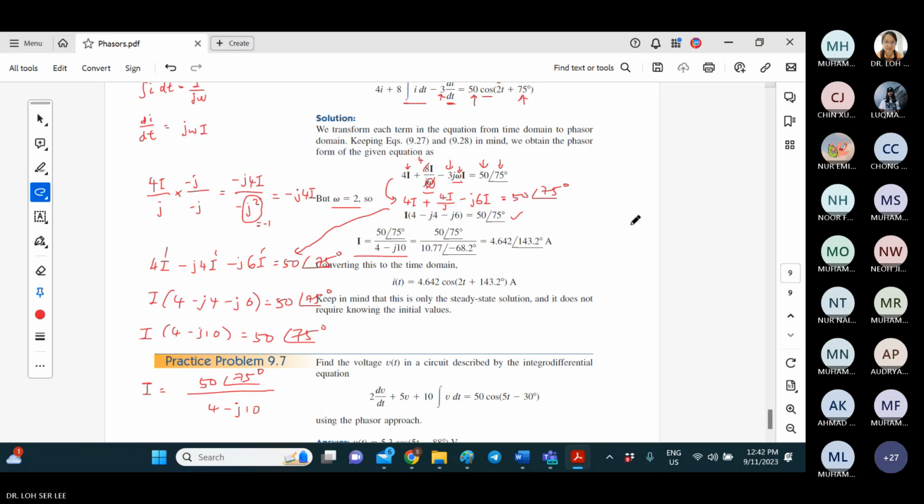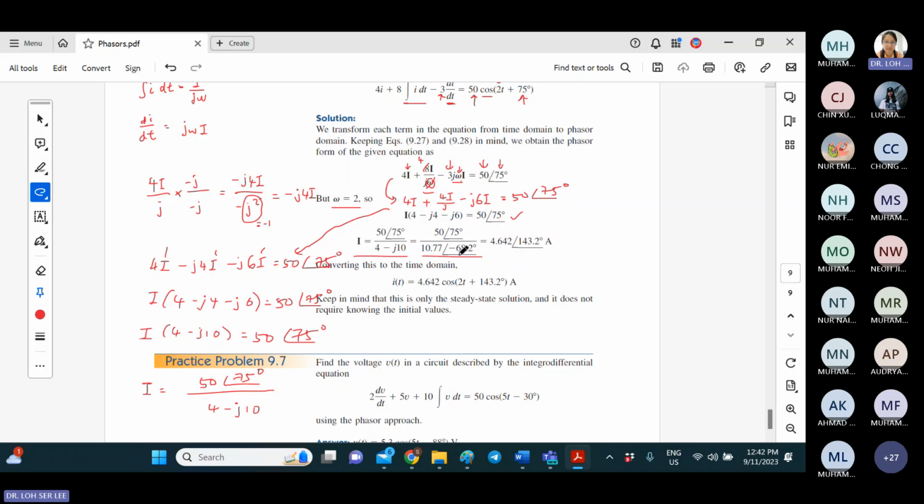Okay, so this is division. We have one in the polar form, and another one we change into polar form. We use polar divided by polar, it will be easier. So this one you change into polar form, which is this one.